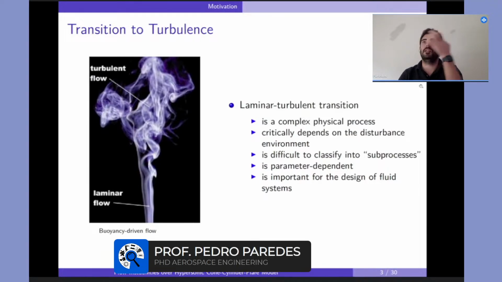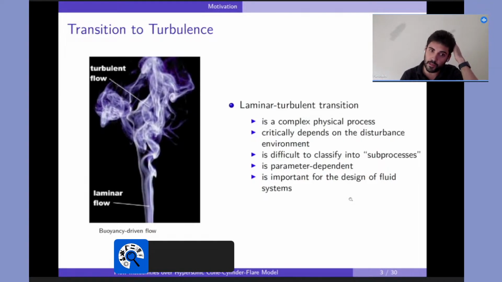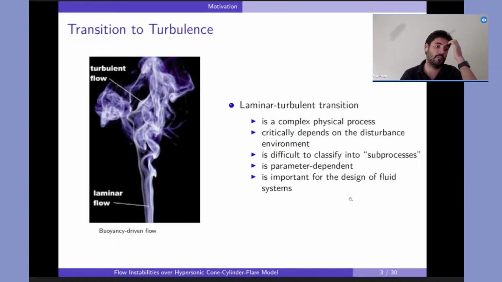The laminar-turbulent transition is a complex physical process that critically depends on the disturbance environment. It's difficult to classify into sub-processes. It's parameter dependent, and it's important for the design of fluid systems. By fluid systems, I also refer to vehicles like aircraft, helicopters, or anything that flies, or even in the water too, submarines, boats, anything with fluid around.